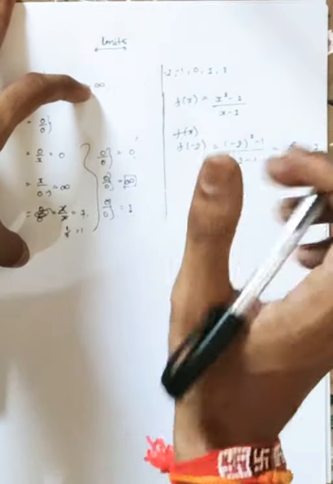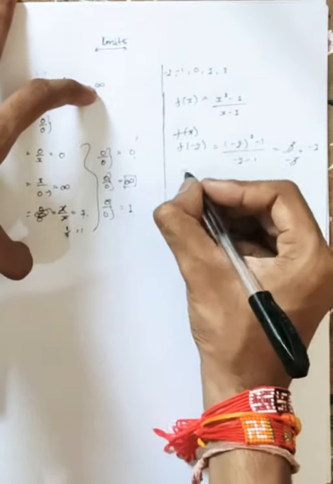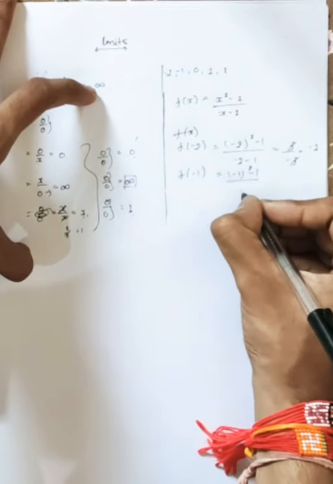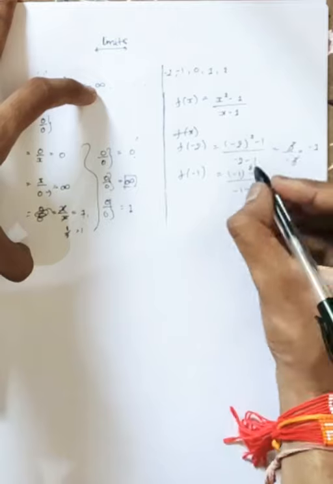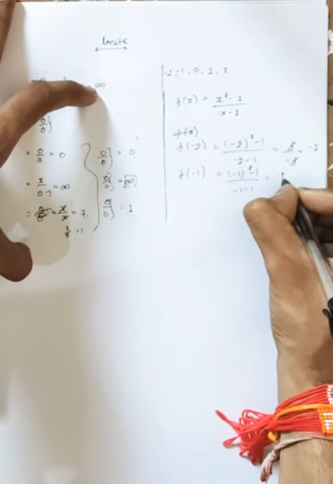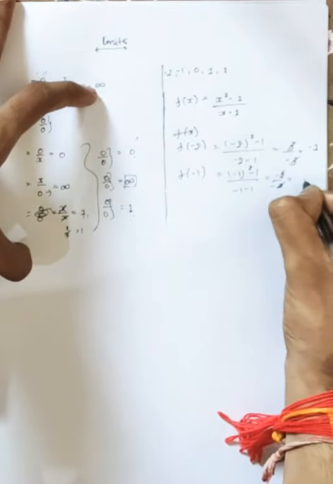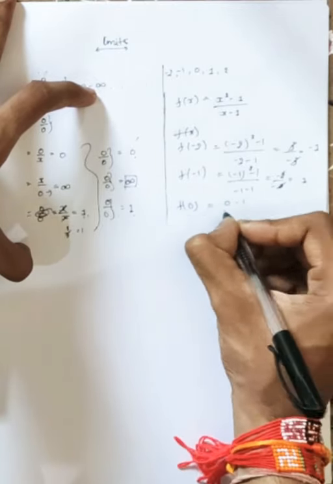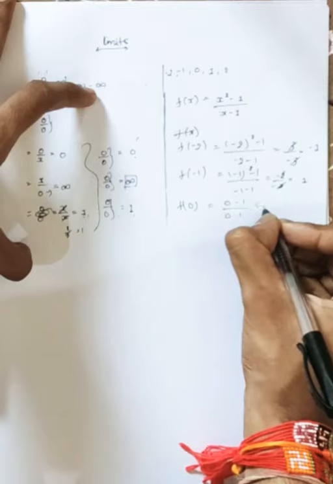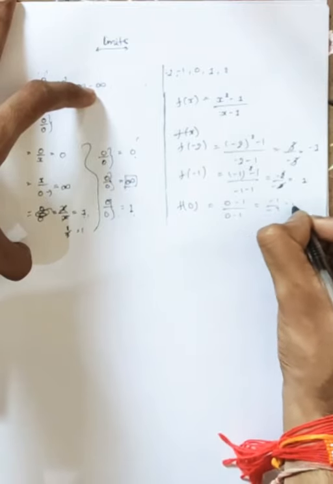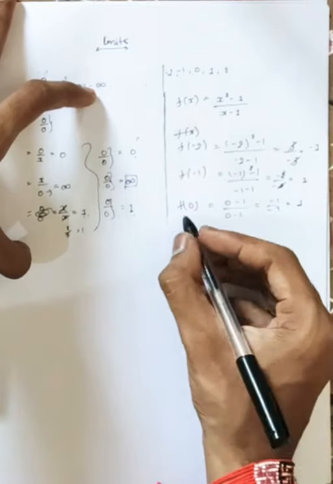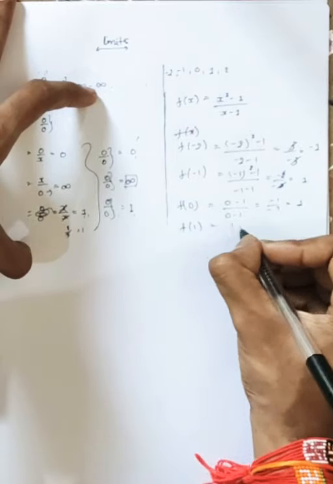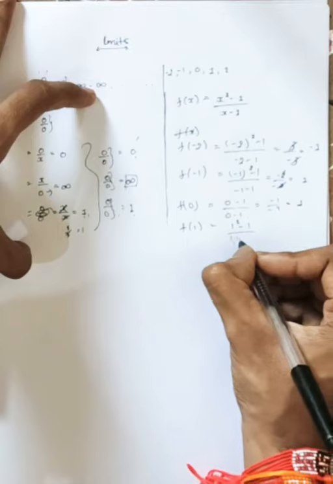So it has given the answer minus 1 for minus 2. For minus 1: minus 1 square minus 1 upon minus 1 minus 1, that is minus 1 minus 1, minus 2 by minus 2, so it has given us the answer 1. For 0: minus 1 divided by 0 minus 1, minus 1 by minus 1, so again it has given 1. Let us check for 1: 1 square minus 1 upon 1 minus 1.